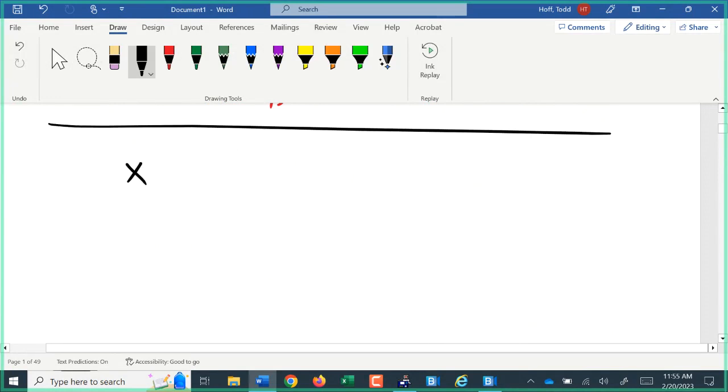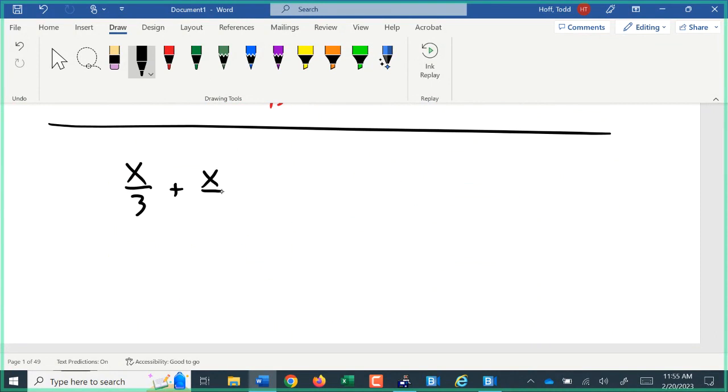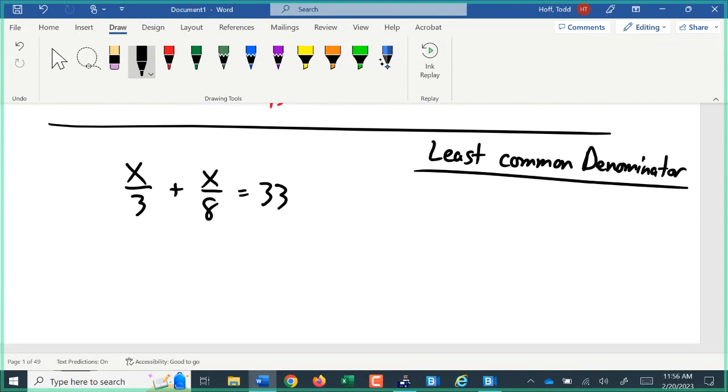Well, let's go back to that x/3 plus x/8 equals 33. There was a second way we could have approached that problem. We could have looked for a least common denominator. When we talked about fraction factoring, that was the least common multiple. Same thing. So here we have denominators of 3 and 8. The least common denominator of 3 and 8 would be 24.